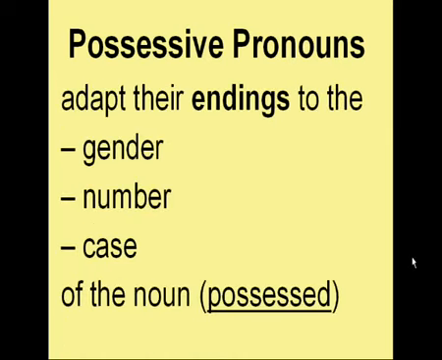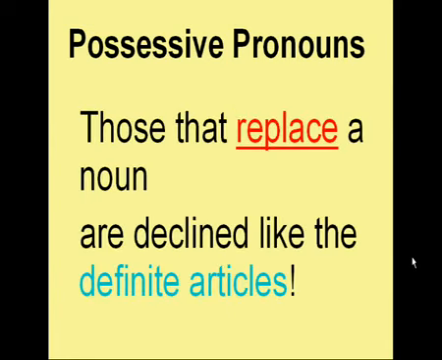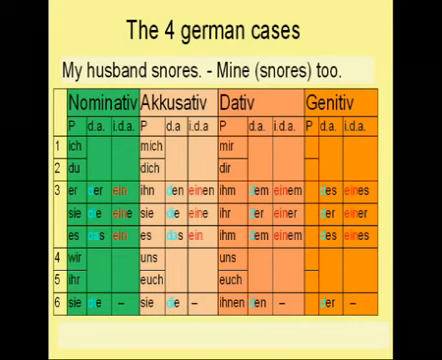The possessive pronouns that replace a noun also adapt their endings to the gender, number and case of the noun, which is the possessed one, but they are declined like the definite articles, not like the indefinite articles. This means that we don't have to replace them with the word stem of the indefinite articles, which is ein, but with the blue letters of the definite articles. Let me demonstrate this to you with these 2 sentences.